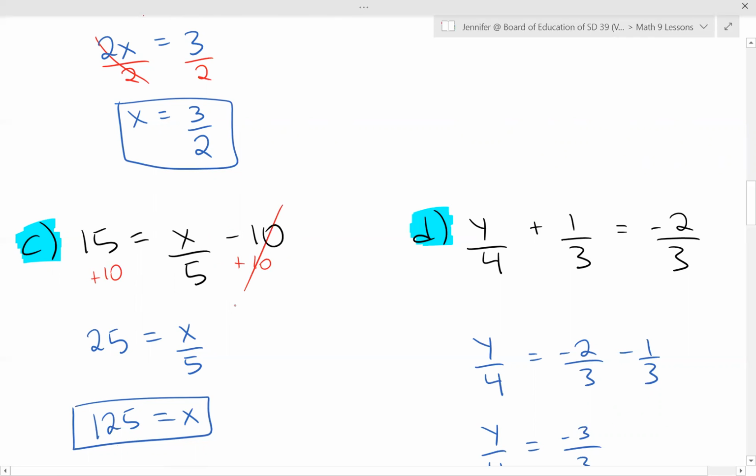These cancel out, and the left side becomes 25. Next, to get rid of the 5, we'd have to multiply by 5 because that's the opposite operation. I do that to both sides, and I get x on its own, so x is equal to 125.